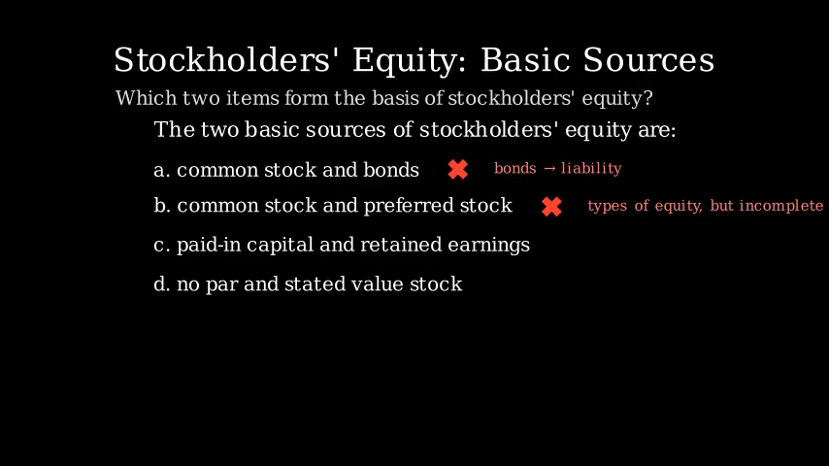Option D mentions no par and stated value stock. These are legal characteristics of stock issuance, not the fundamental sources of equity. So option D is not the correct choice.